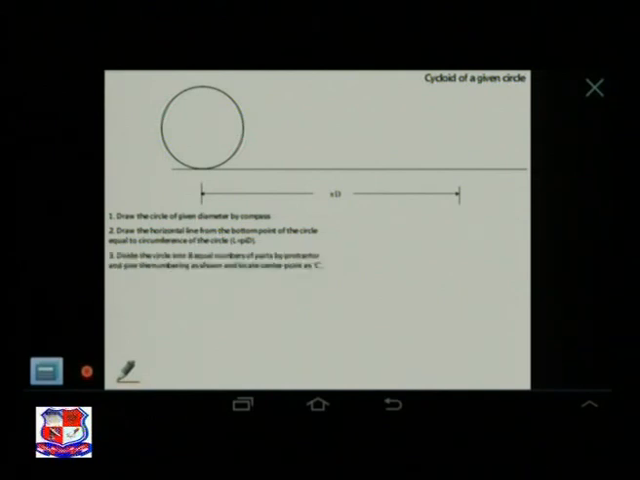Next we need to divide the circle into 8 equal parts. We can also divide the circle into 12 equal parts, but at our convenience we can divide it into 8 or 12 equal parts. Here I am dividing the circle into 8 equal parts by using the protractor, and once again we need to look at the center point C.